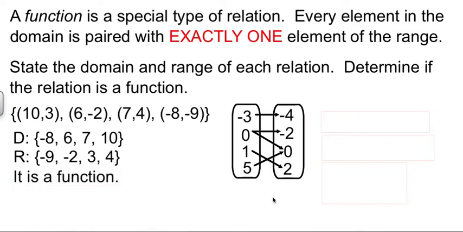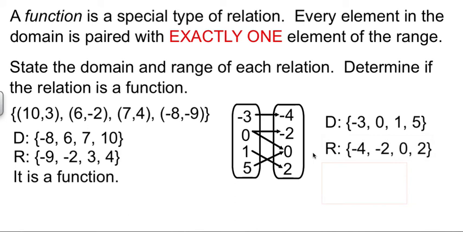Now compare that to our second one, in which they gave it to us in set form. Remember, the domain is the left, the range is the right. Well, stating the domain and the range is easy. We can see the domain: -3, 0, 1, 5. There it is. We can see the range: -4, -2, 0, 2.